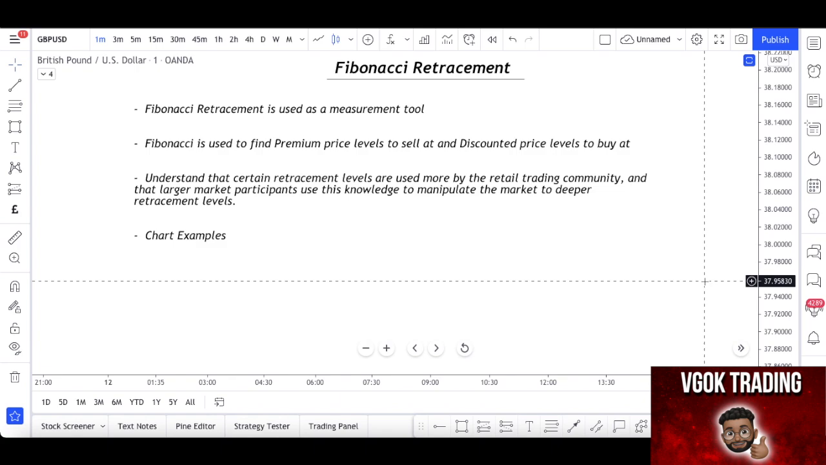But for today's video, if you haven't clocked by now from the thumbnail and the video title, we are going to be looking at Fibonacci retracements and whether they actually work. We're going to be looking at how it is used as a measurement tool, how it can help us to buy at lower prices and sell at higher prices, and understand that larger players within the markets can actually manipulate prices around certain retracement levels. And of course, some juicy chart examples as well.